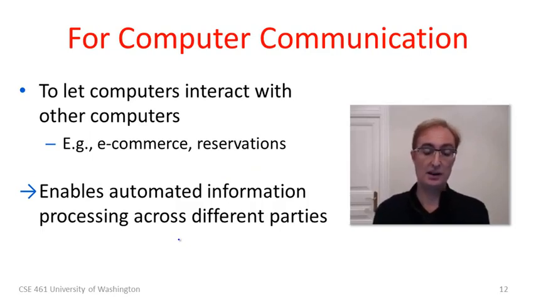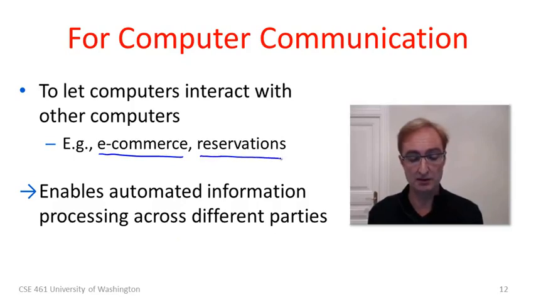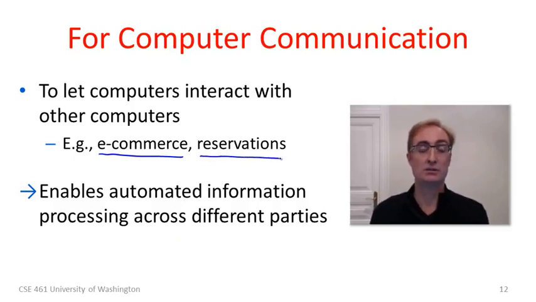Another key advantage of networks is for communication between computers, to let computers interact with other computers rather than people communicating with other people. We're doing this when you buy something over the internet, for example, with e-commerce, or perform other kinds of transactions like making a reservation. You may think of these as human-driven, user-driven operations, but think of something like high-frequency trading, where many computers are automatically talking to one another and making decisions. This is increasingly becoming the case. So computer-to-computer communication enables automated information processing across different parties.